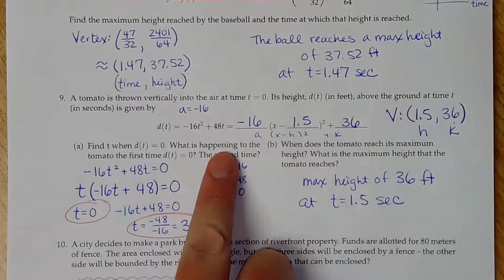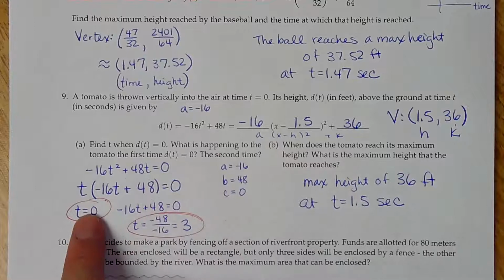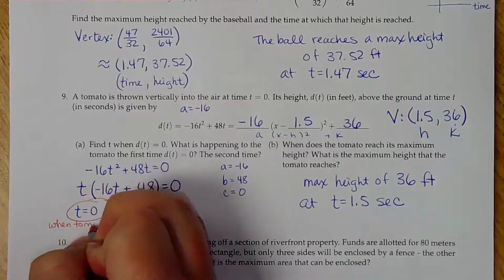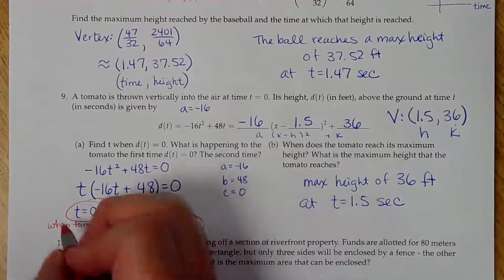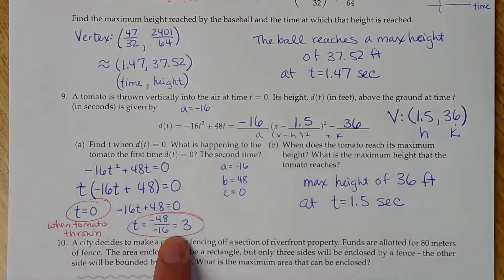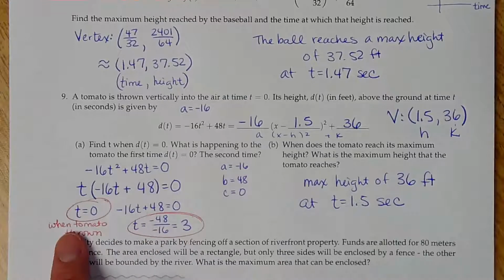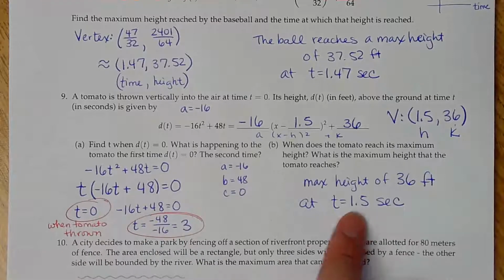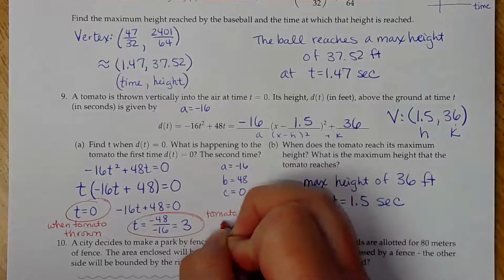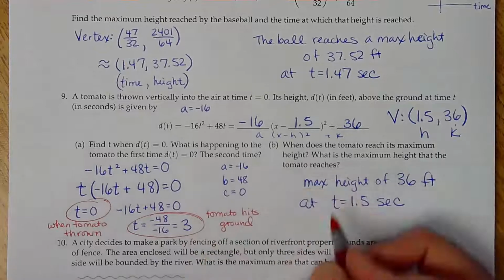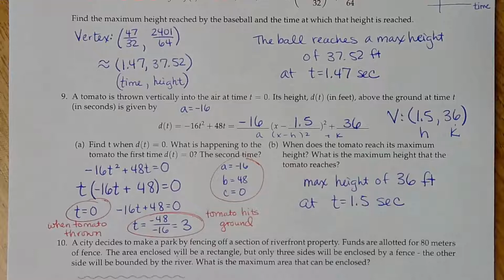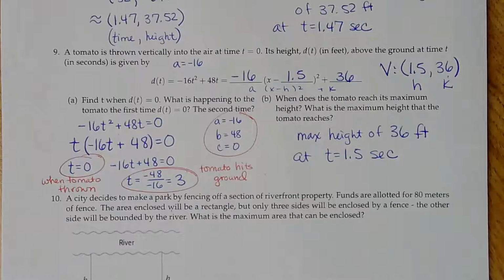And it says, what is happening to the tomato? So here, this is right before you throw the tomato. Right, that would be the start of this whole story. And t equals 3 is when the tomato hits the ground. So we start at 0, it reaches a max height at t equals 1.5, and at t equals 3, tomato hits the ground. Okay. And if you plug these into the quadratic formula, you would get these same two values as well. Okay, so either way is totally fine to figure that out.